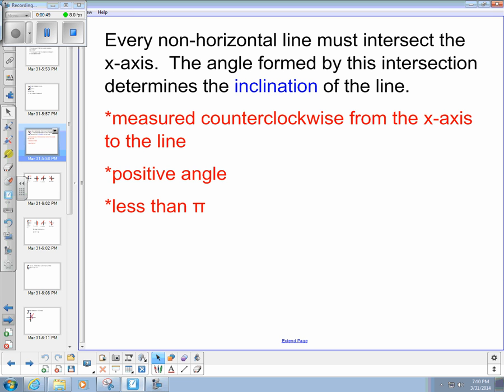Okay, so if your line is not a horizontal line, it has to intersect the x-axis somewhere. And the angle that you form when your line crosses the x-axis determines the inclination. Inclination is always measured counterclockwise from the x-axis to the line, just like in trig, where we measured angles counterclockwise. It will be a positive angle measurement, and it will always measure less than pi. Remember, pi is equivalent to 180 degrees.